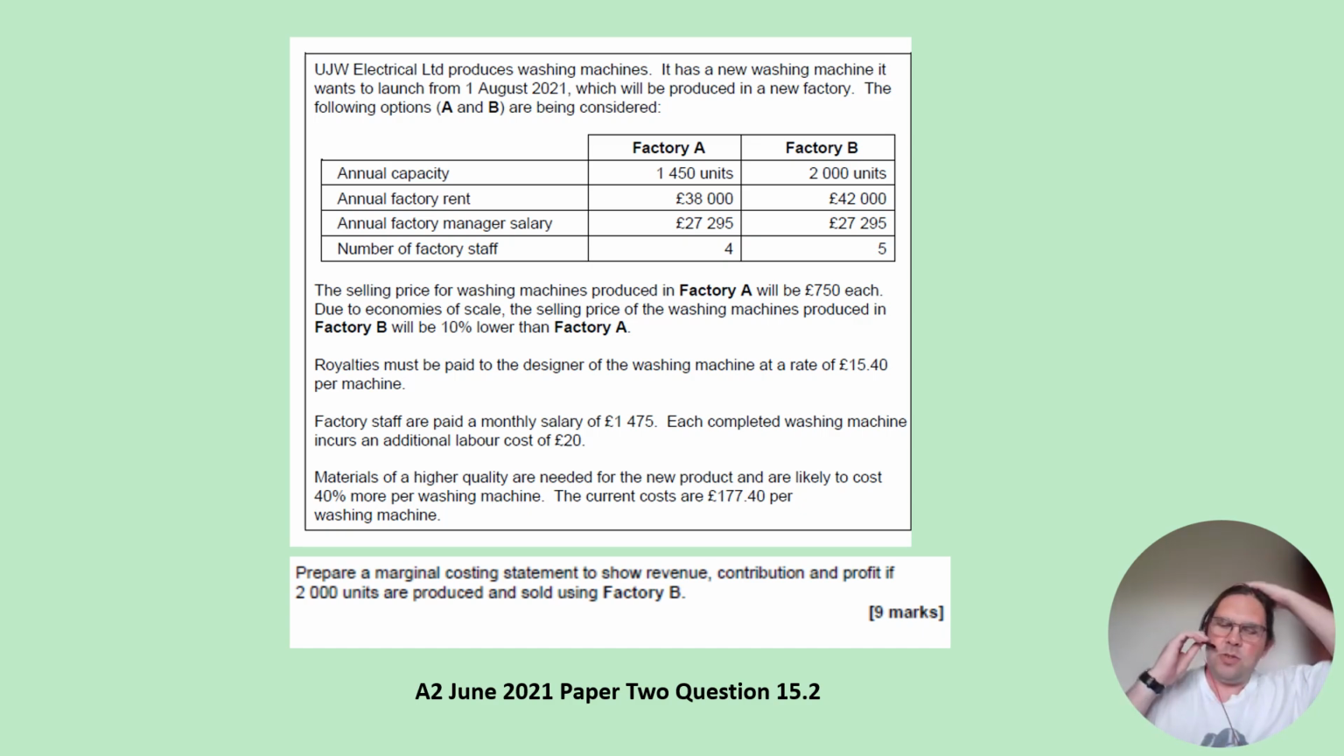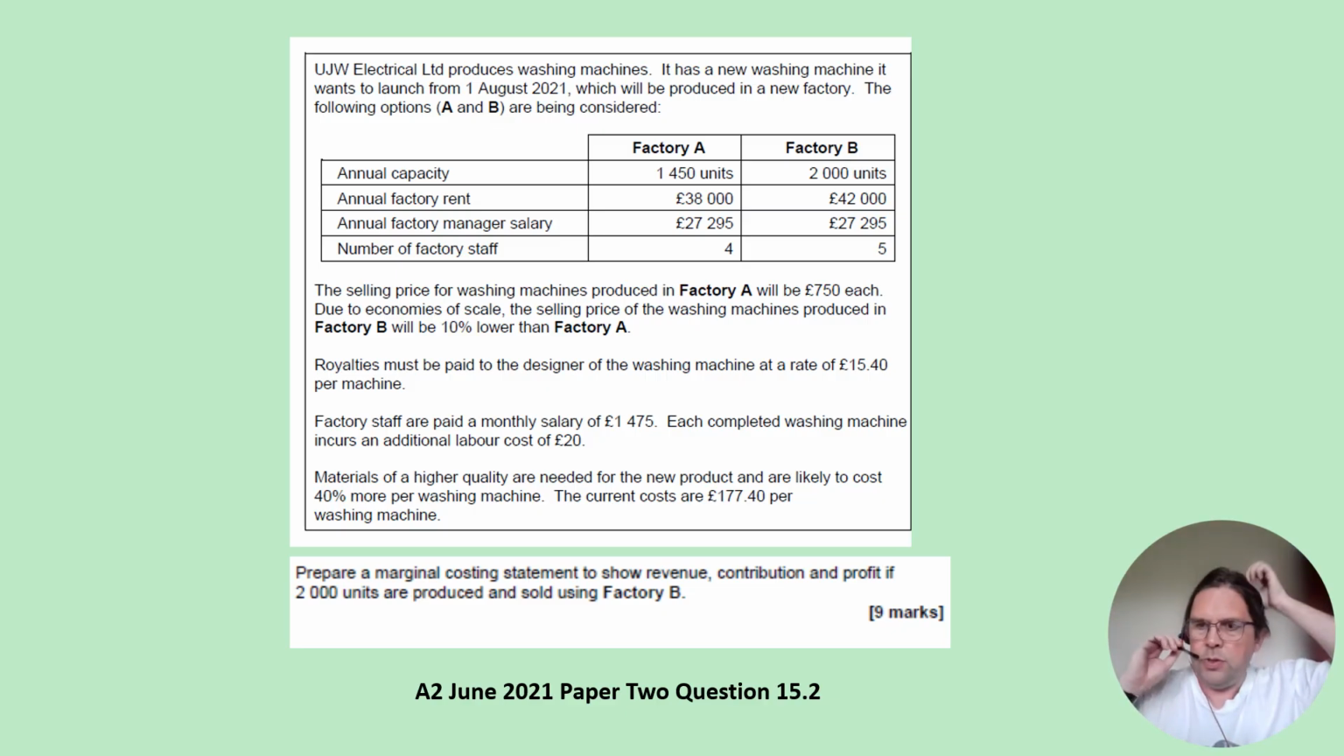Okay, so just doing a quick marginal costing video linked to question A2 June 2021, paper 2, 15.2. If you're completing a marginal costing question, the key thing you've got to think about is that marginal costing focuses on variable cost, so it's the cost of one additional unit. So the top half of the income statement, you're going to have your revenue, less all your variable costs, and you're going to have contribution.